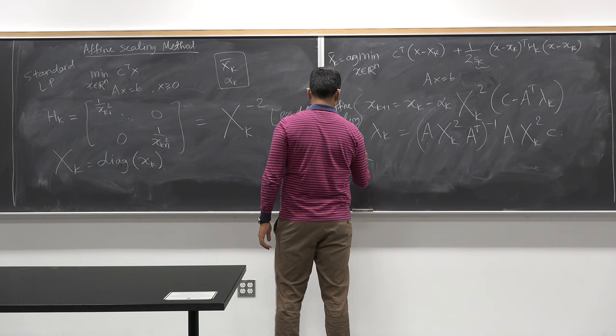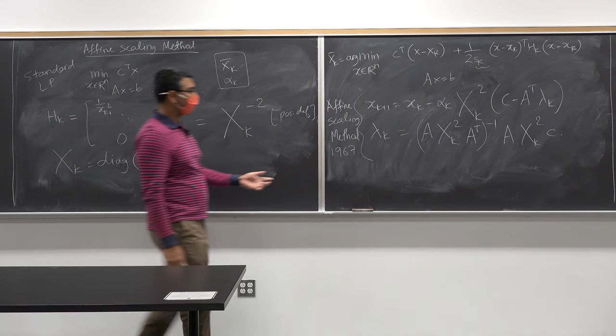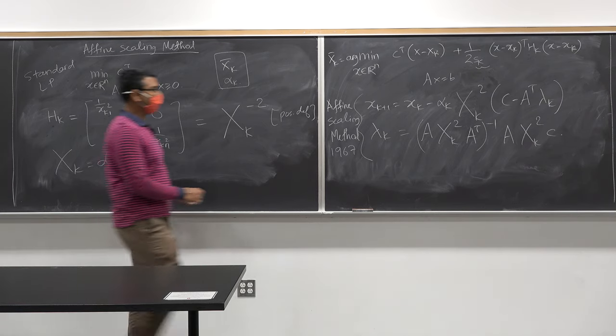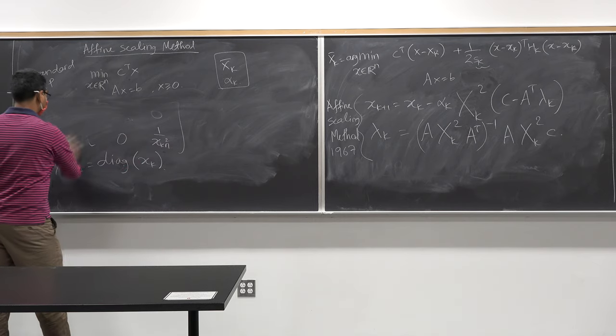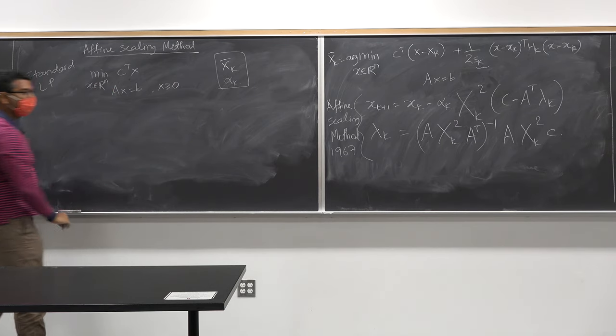And this was discovered in 1967. Okay, so the affine scaling method picks a very specific choice of HK, which changes with every iteration automatically. And your alpha k, of course, is picked according to the way I had mentioned before. And this method was invented back in 1967. And it is a very, very reasonable algorithm. It has a good convergence speed in practical problems. Any questions so far?